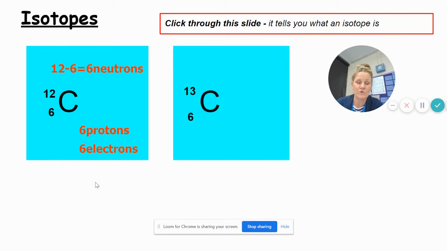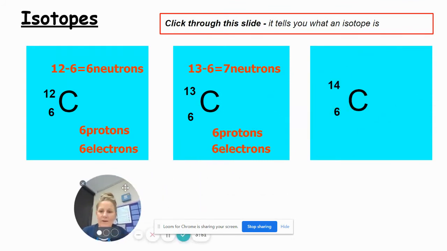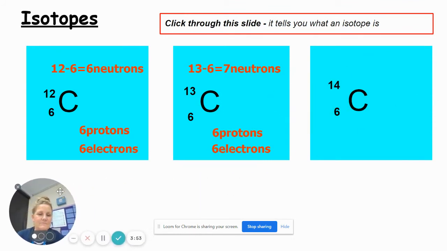This next one is also carbon, but notice that the top number is different. So let's work this one out. How many protons? How many electrons? And how many neutrons does this carbon have? And finally, now I'm in the way up there, how many protons does this carbon have?